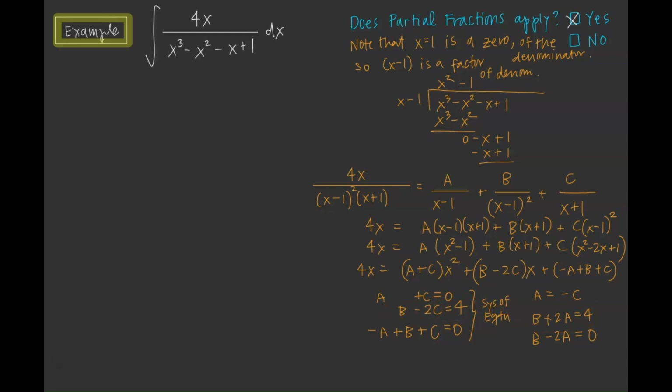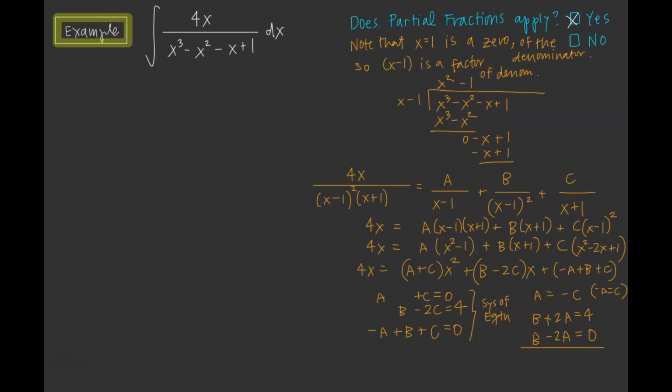I guess another way of saying that a equals negative c is to say that negative a equals c. So anytime I see a c, I can just plug in a negative a. Negative a plus b minus another a, so b minus 2a equals 0. Okay, so this system of equations is becoming easier and easier.